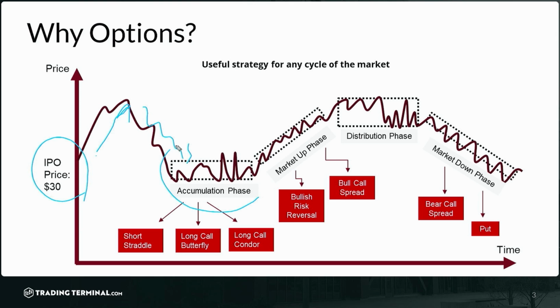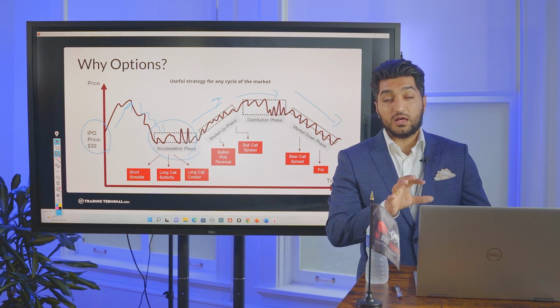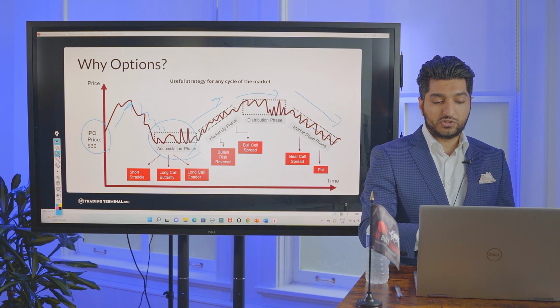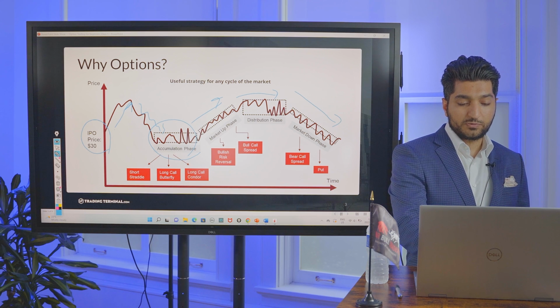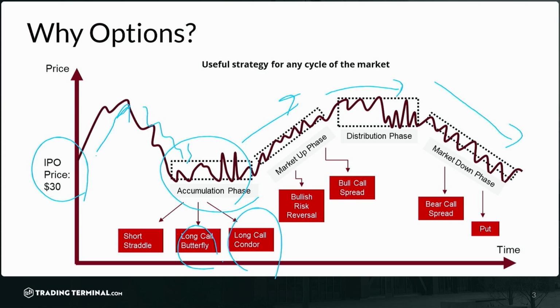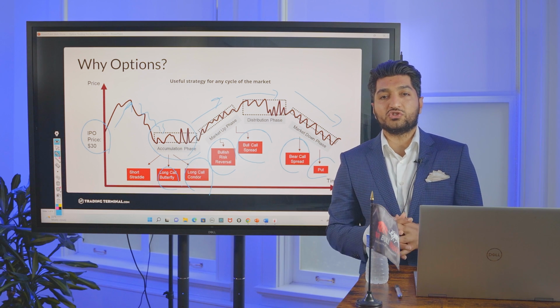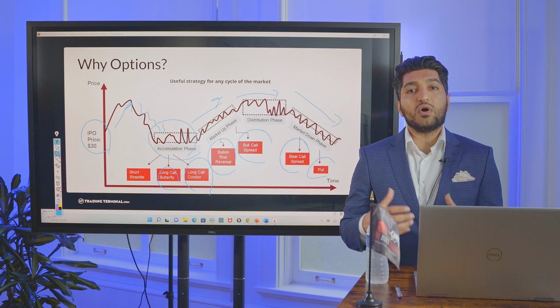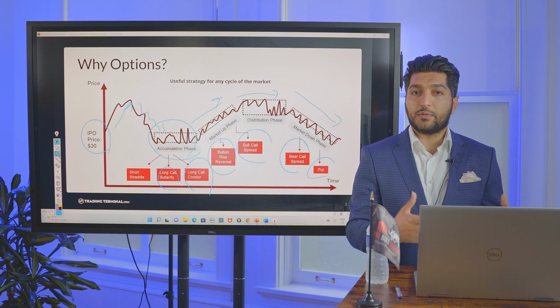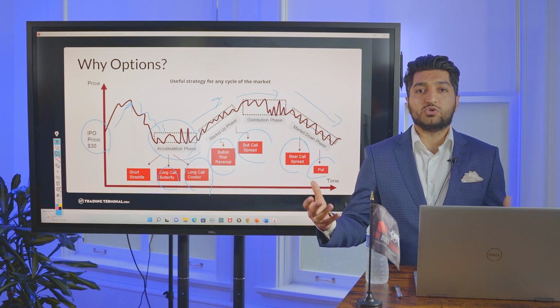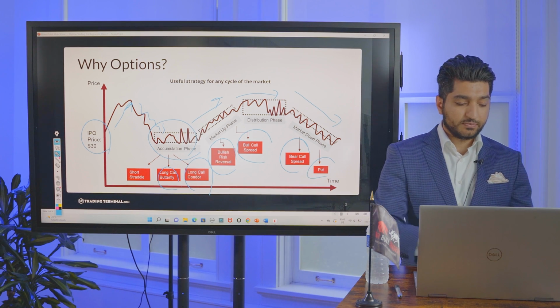You have that accumulation phase, you have the market up phase, you have the distribution phase, and then you have the market down phase. For every stage of stock life, there is an option strategy. You have short straddles, butterfly strategy, condor strategy, risk reversals, call spreads, bear spreads, puts, calls, so many strategies that you can use throughout the life of the stock, from the IPO day all the way to maturity stages.